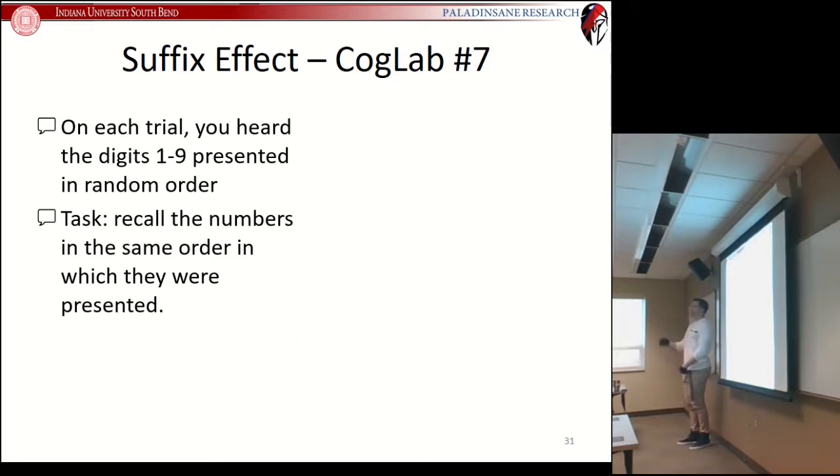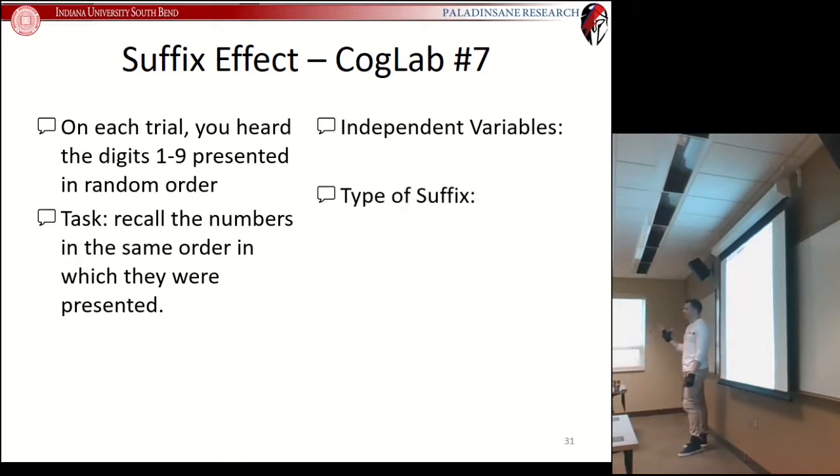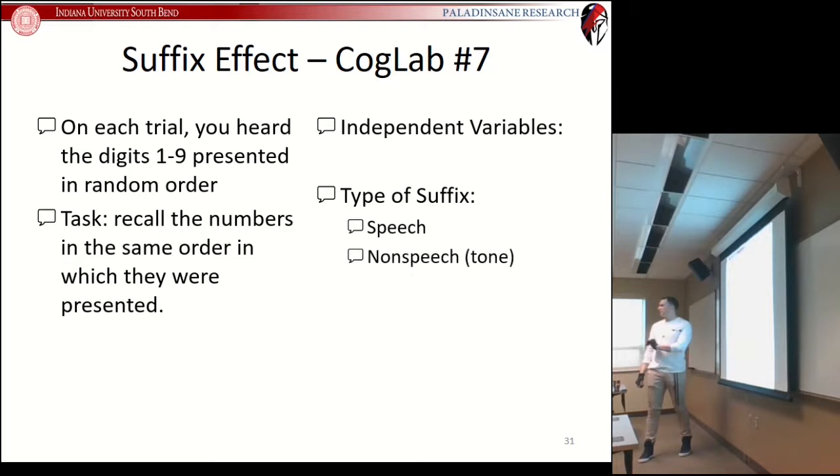Whatever strategy you wanted to use, you had to recall them in exactly the same order, kind of like a 9-digit phone number. There were a couple of independent variables. Number one was the type of suffix. The suffix is the signal that you received that indicated that your 9-number sequence was finished, that you heard all 9 numbers and it's time for recall. The type of suffix could either be speech or non-speech. It was either something that made sense, some word, or it was non-speech, which was a tone.